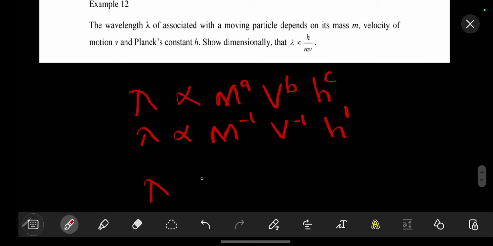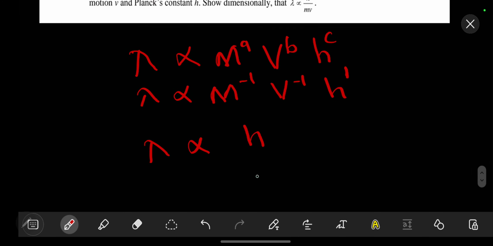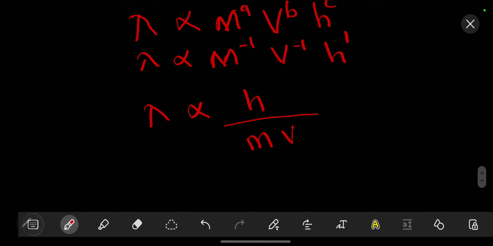So the wavelength is directly proportional to, we are going to write the h over, because this is negative 1, it can be written as m down. Even this velocity can go down if we remove the negative. So we have shown, so we can say hence shown.